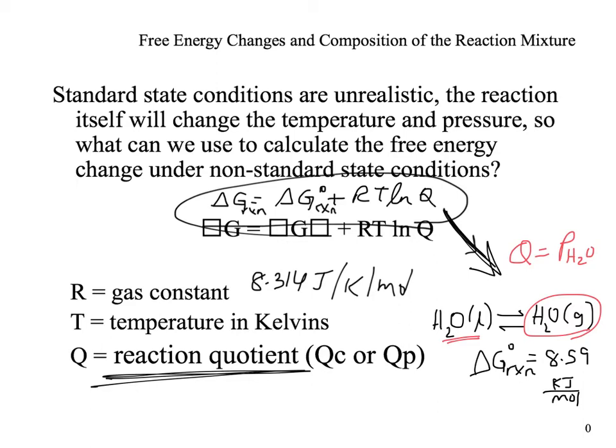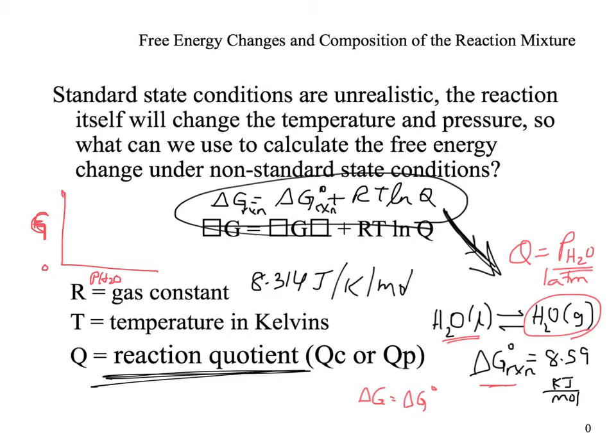If you were to make the measurement at standard conditions, then the pressure of water is going to be 1 atm, and the natural log of 1 is 0, so in that event delta G and delta G naught are going to be exactly the same. You can perhaps envision plotting the free energy, G, against the pressure of H2O.